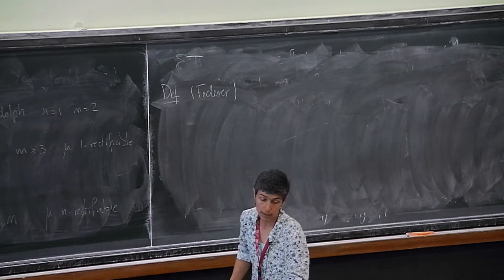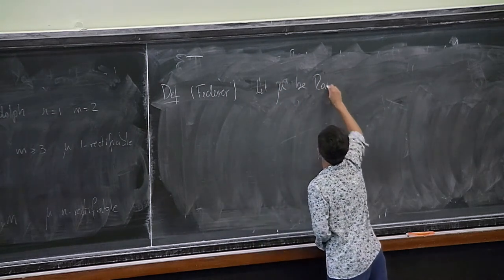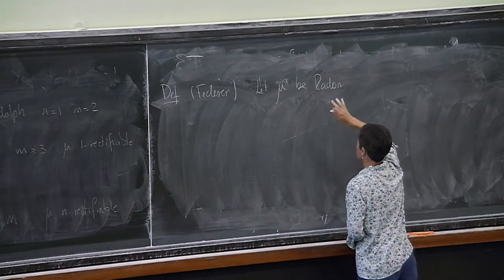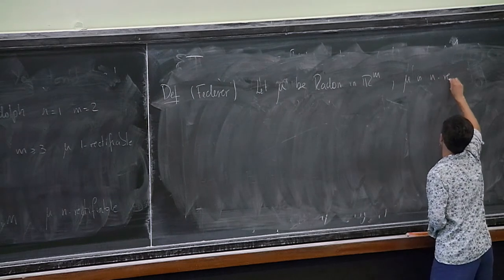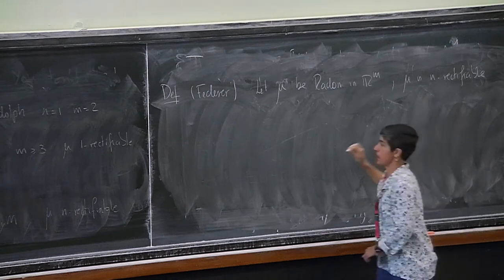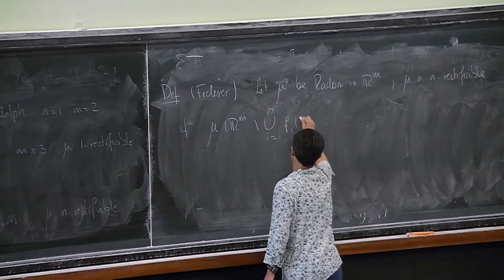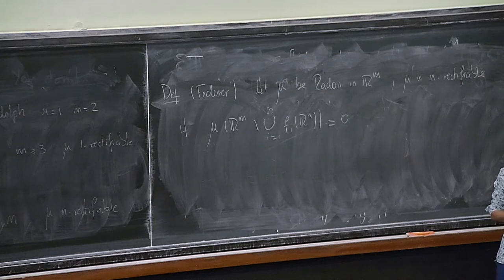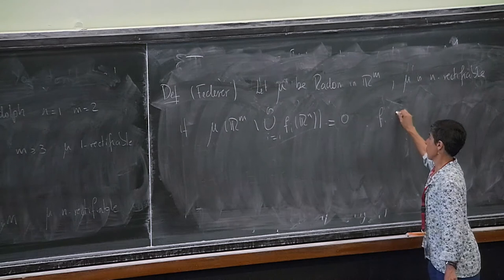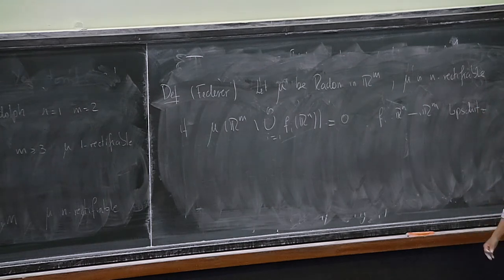So what did a measure mean for Federer? Let mu be a Radon measure. Don't worry, after this I will never again write it; we'll always have a Radon measure. In R^m, he said mu is n-rectifiable if mu of R^m minus the union equals 0. And again, the phi_i here are from R^n into R^m. So if you look at it, it's the same thing except for that orange box that I indicated.